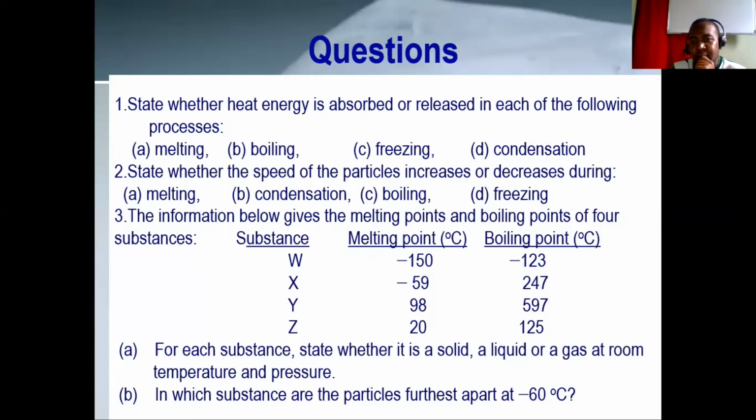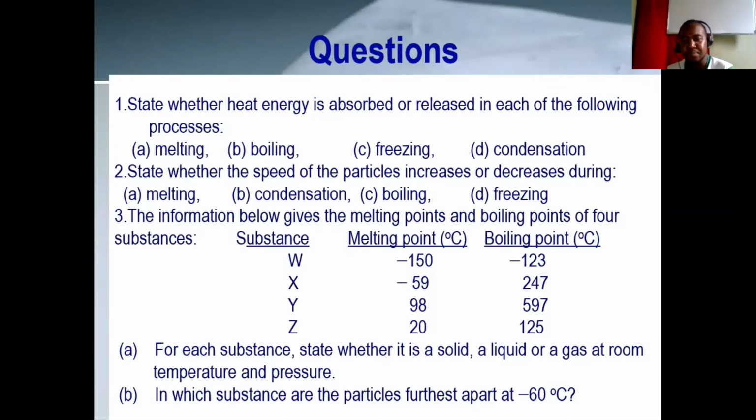Solid? Gas. Oh, that's negative. Yeah, so both negative. Gas? Everyone agree with that? Yes, so it will be a gas at 27 degrees.